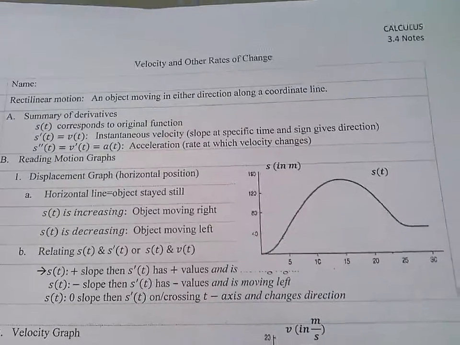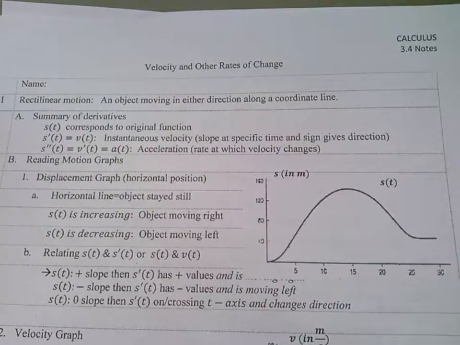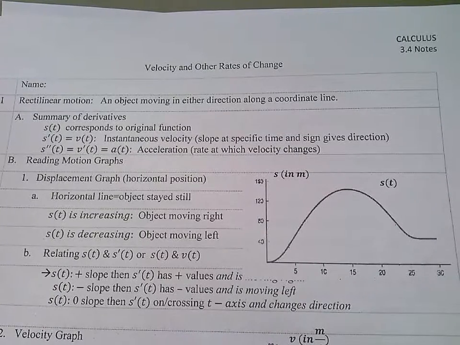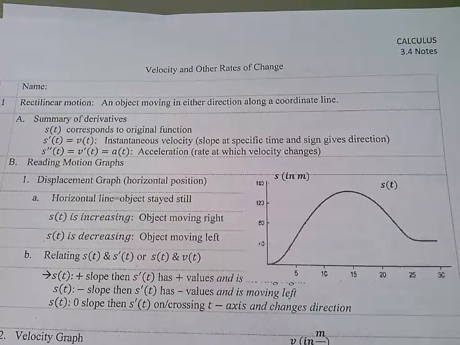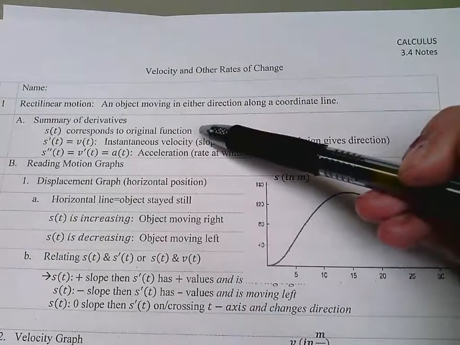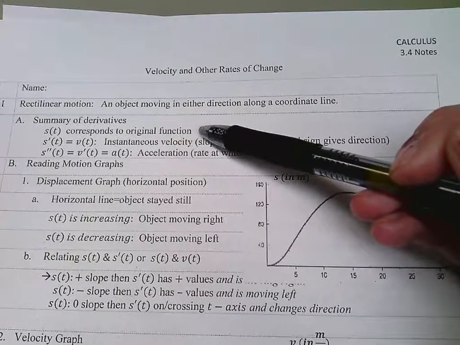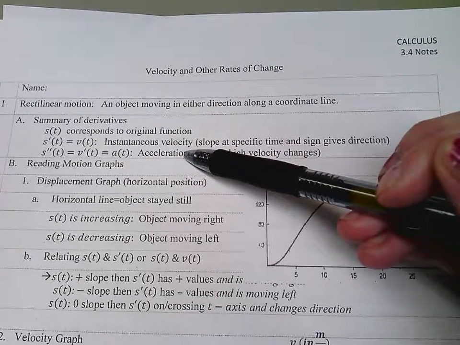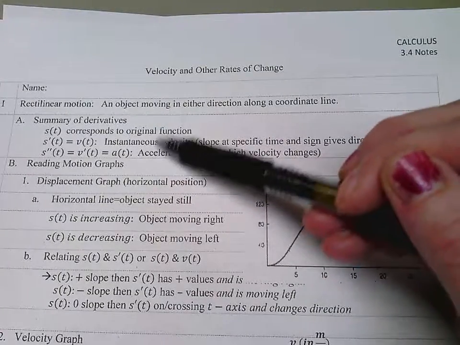Hello, this is Mrs. Hickman, and for this video we're going to be going over rectilinear motion, which is just motion in which an object is moving in either direction along a coordinate line. So this is review. A summary of derivatives: s of t is the position function, v of t is the derivative of that, and a of t is the derivative of the velocity. So this is all instantaneous.